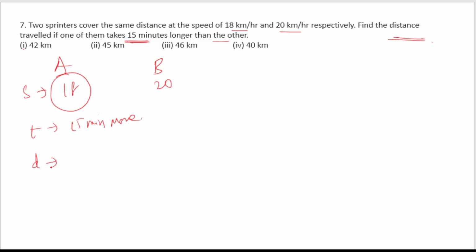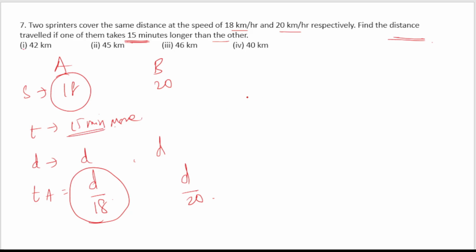So we will assume the distance traveled by A and B is D. Okay, and what is the time taken by A? Time taken is equal to distance divided by speed. It is D divided by 18. And the time taken by B is what? Distance divided by 20. Okay, but the time taken by A is 15 minutes more. So here we'll take D by 18 minus D by 20 is equal to 15 minutes. Here A takes 15 minutes more, so if we subtract A minus B, we'll get here 15 minutes.